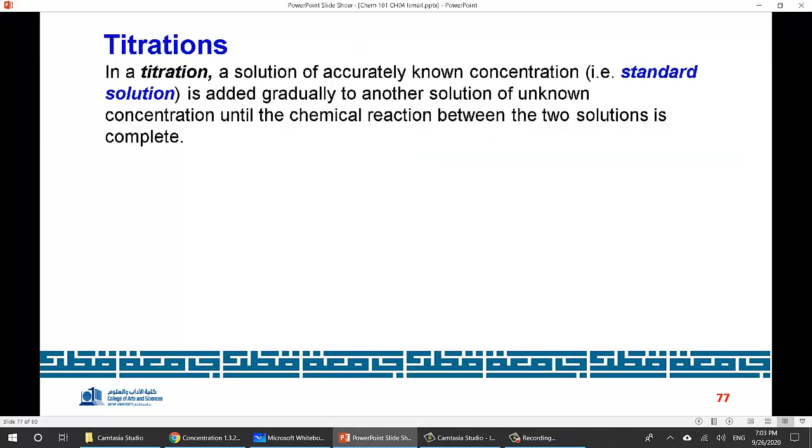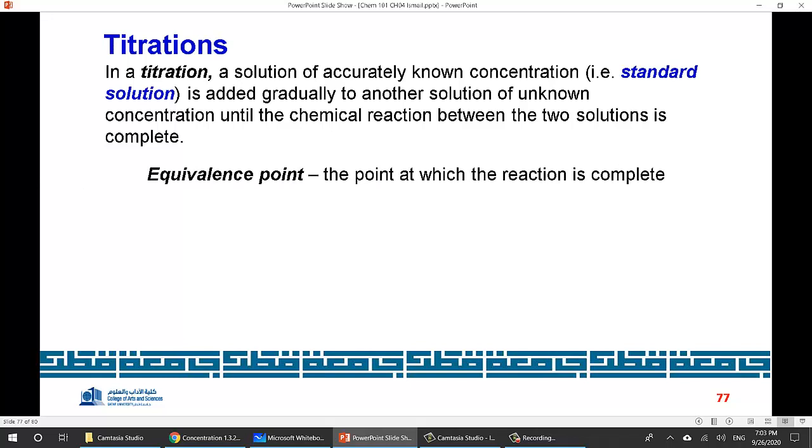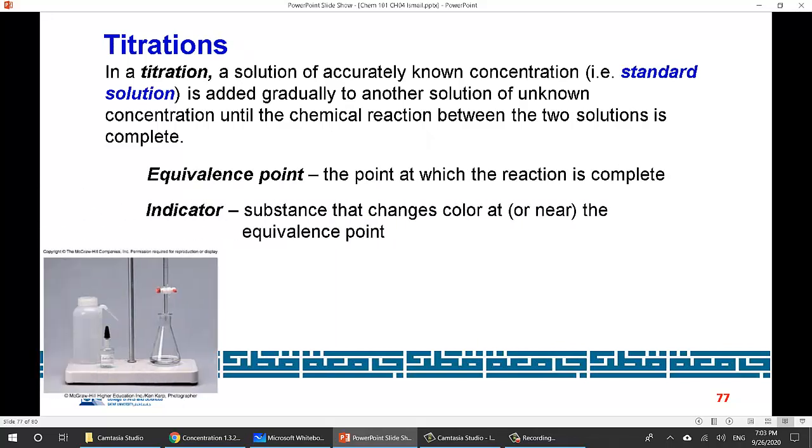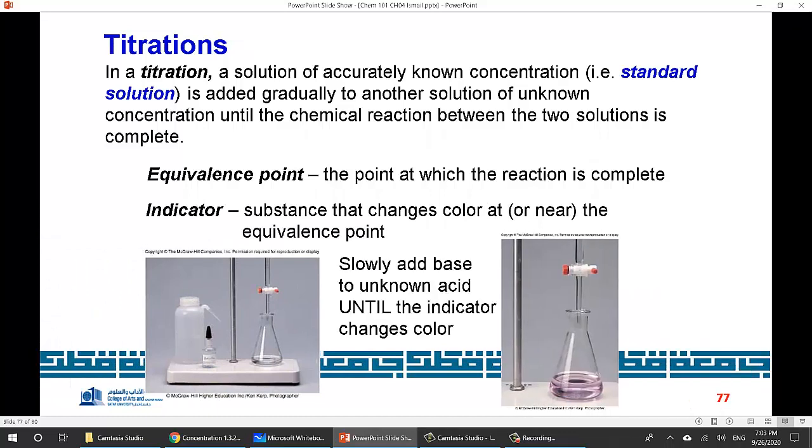Now in titration, a solution of accurately known concentration, in other words, standard solution, is added gradually to another solution of unknown concentration until the chemical reaction between the two solutions is complete. Now we have two things in titration. We have something called the equivalence point, and also called the end point. The equivalence point is basically the point at which the reaction is complete. That's when the number of moles of the base is equivalent to the number of moles of the acid.